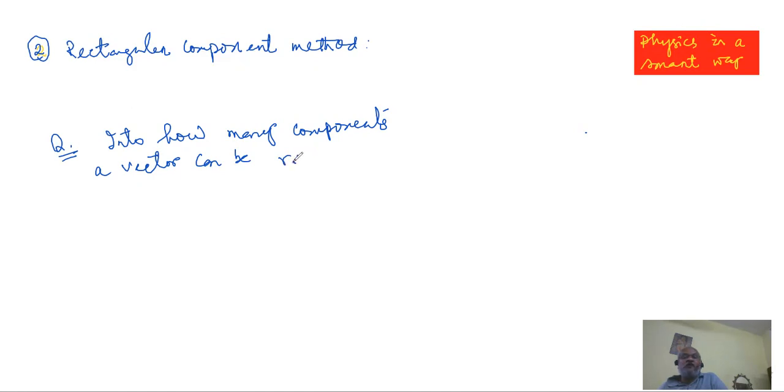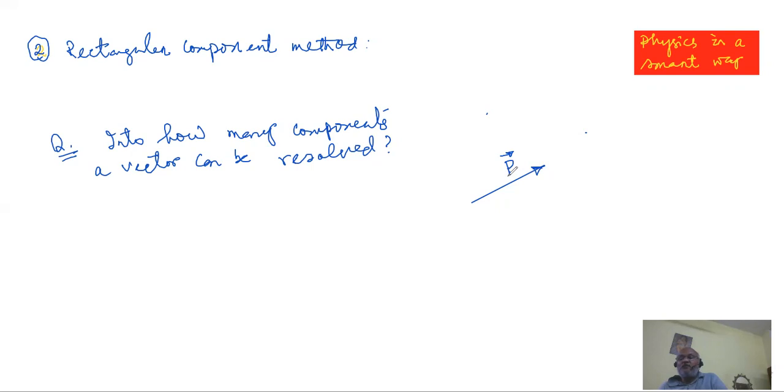Can be resolved. Into how many components a vector can be resolved. Okay, let us take an example of a vector, that is vector A or B or C or vector P. Already we have used the words ABC many times. Let us say our vector is vector P.